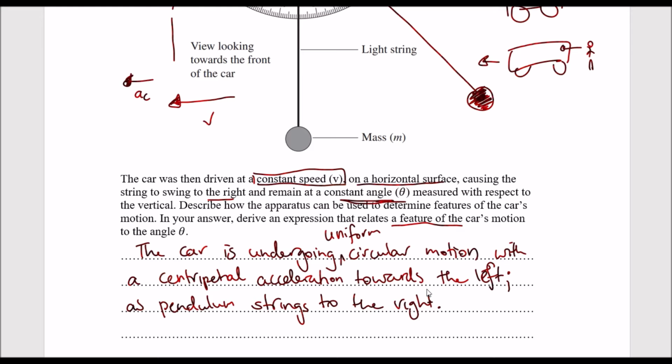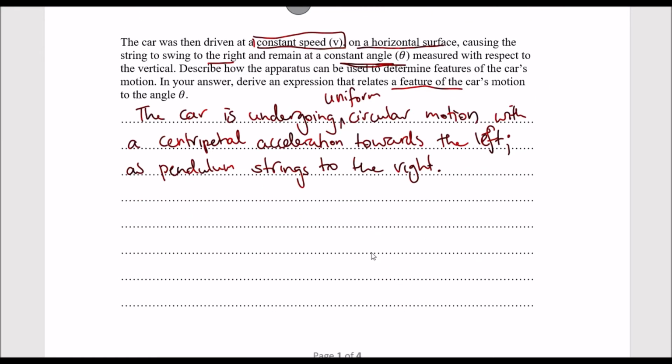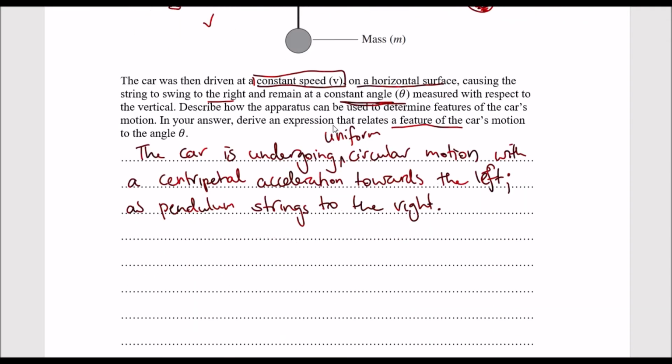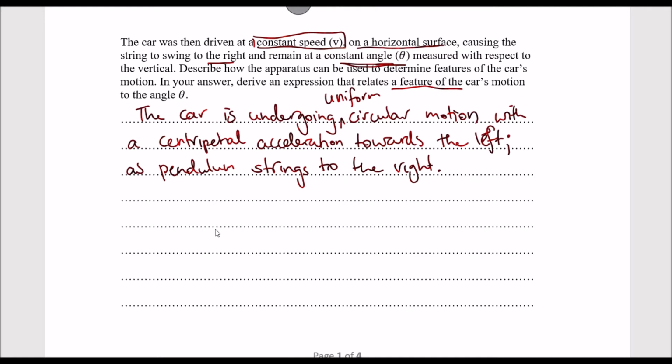Okay, so if our car is undergoing uniform circular motion, then we can equate its motion with centripetal force. We can also equate our own vector diagrams of this pendulum here, right? So for centripetal force, we have mass, we have velocity squared, we have r. So there's a couple of features you could talk about.